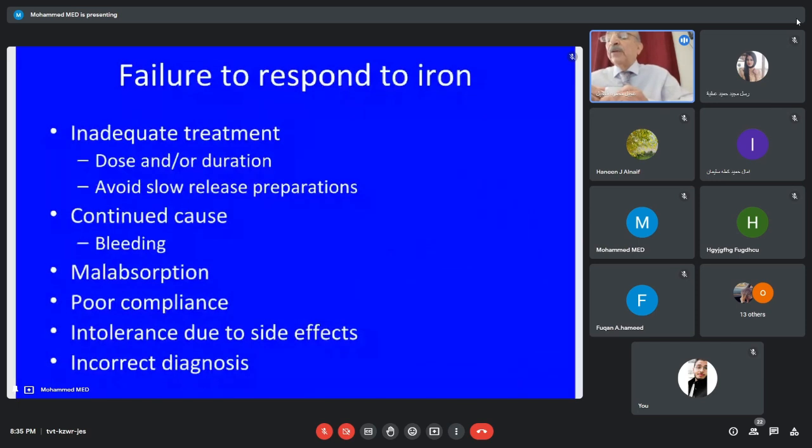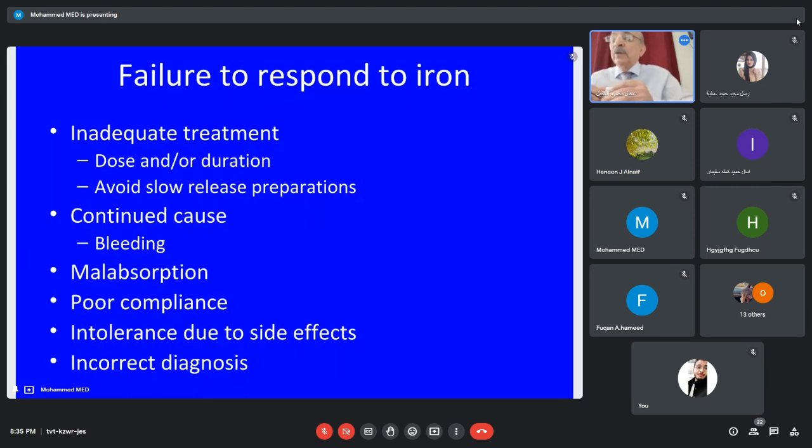Failure to respond to iron. The treatment of iron deficiency should always be an oral iron. You shouldn't go for parenteral injectable iron from the beginning, because this can cause a problem. It can cause allergy, particularly type 3 Arthus reaction, and it's painful as well, while oral iron is tolerated very well by the majority of the patients, but not all of them.